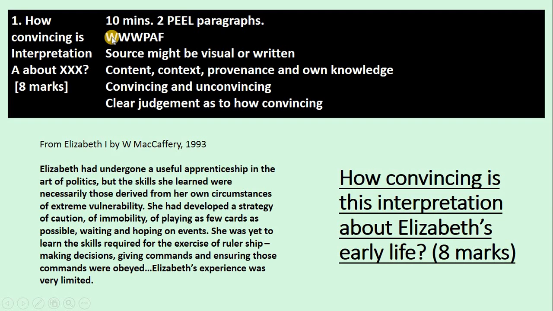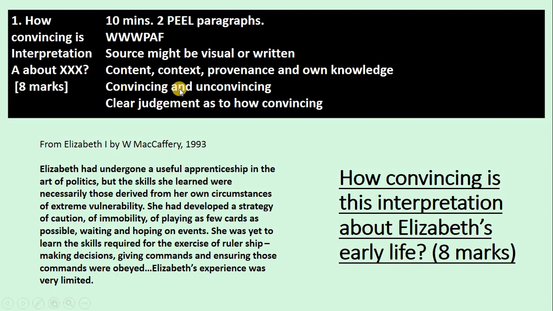What's it about? It's about Elizabeth's early life. When was it created? 1993, a long time after Elizabeth's early life. That's important, that's interesting. And who created it? We have the name of the historian here. What's the purpose of it? Who would the audience be? And what's the format? It's often going to be a written source, but you will see that it can sometimes be a picture source as well.